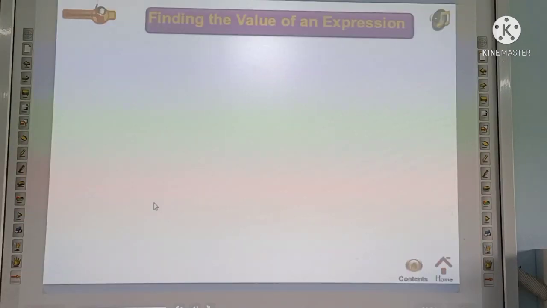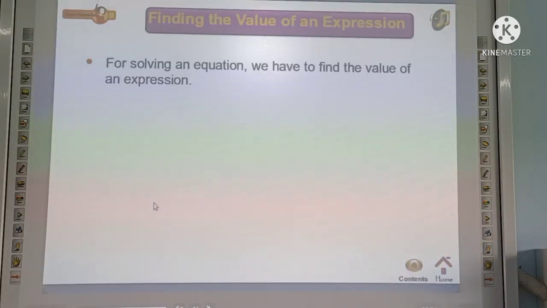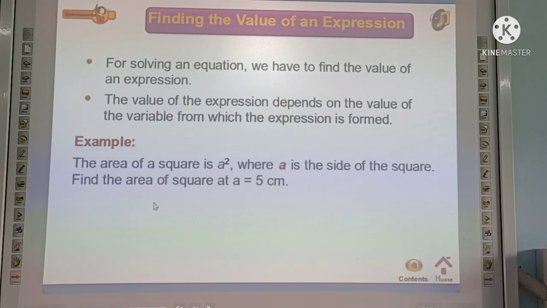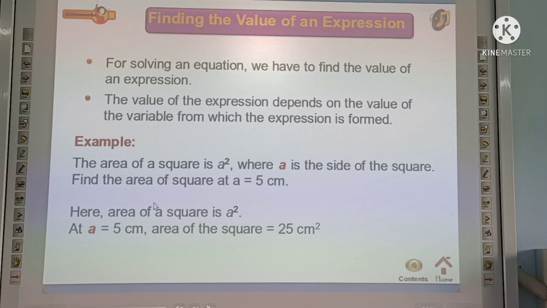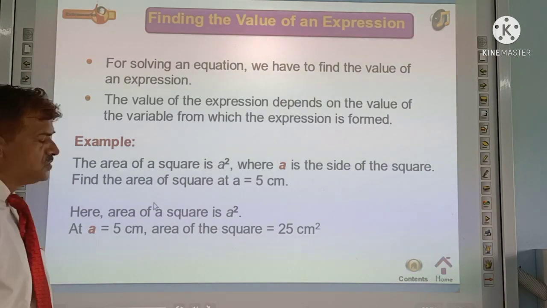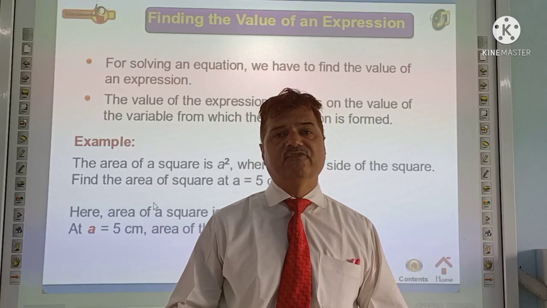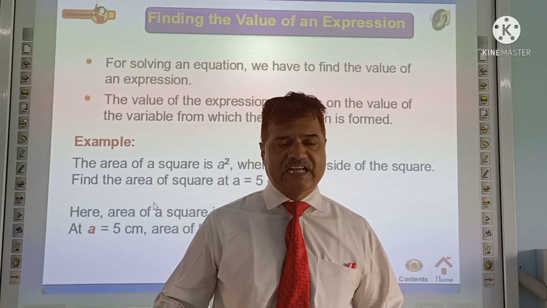Finding the value of an expression. For solving an equation, we have to find the value of an expression. The value of the expression depends on the value of the variable from which the expression is formed. Students, here we will find the value of an algebraic expression.